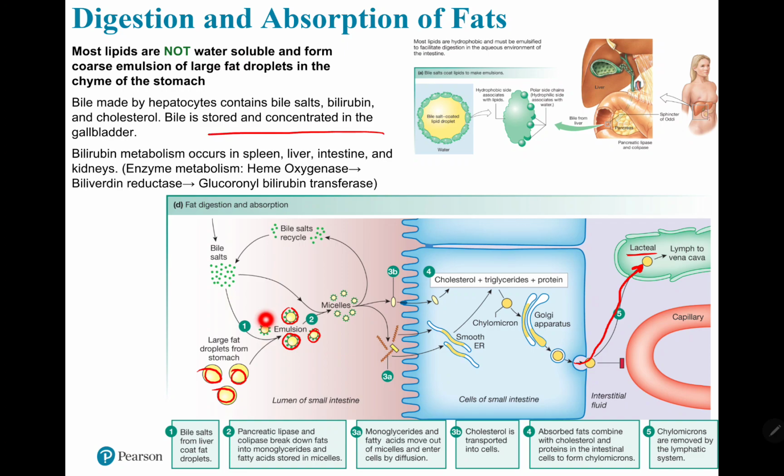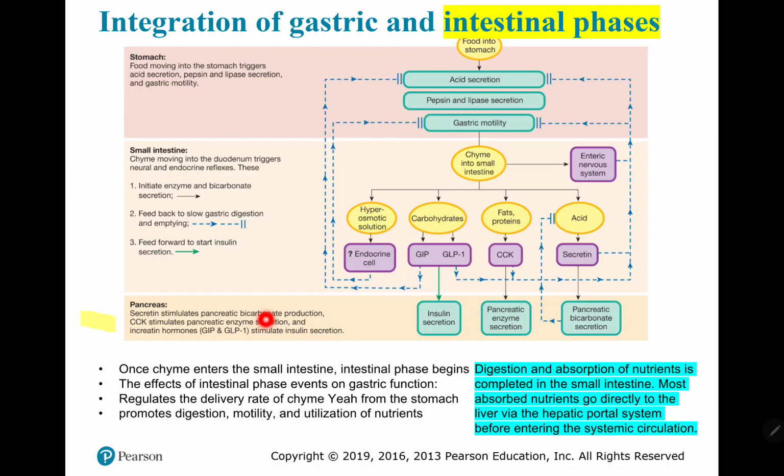I also want you to look here as well. When we're looking at bilirubin metabolism, it occurs in the spleen, the liver, and the intestines, as well as the kidneys. And so we have this enzyme metabolism. The heme oxygenase then gets converted by the biliverdin reductase, and then we have the glucuronyl bilirubin transferase. So remember this enzyme metabolism stage.